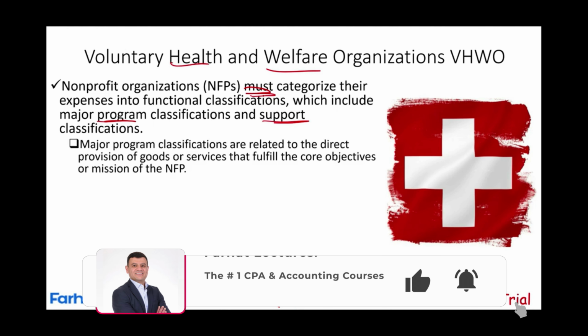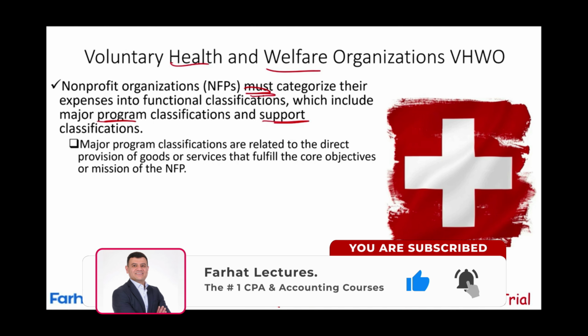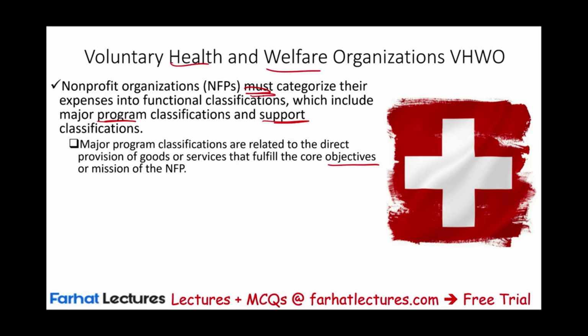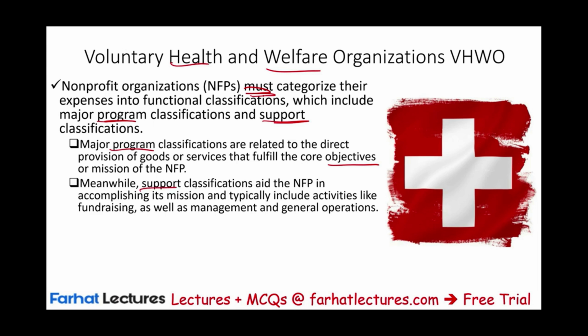What's a major program classification? It's basically related to your service, related to what you provide. So if you provide health services for the needy, that's what you do. That's your core objective or mission. So any expense incurred to provide the service goes under major program classification. However, support classification covers expenses that help the organization accomplish its mission and typically include activities like fundraising as well as management and general operations.